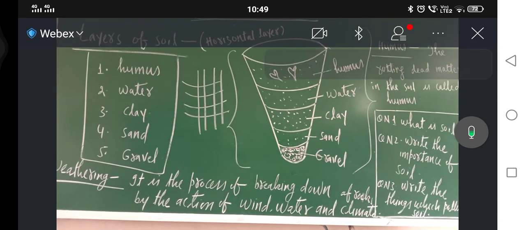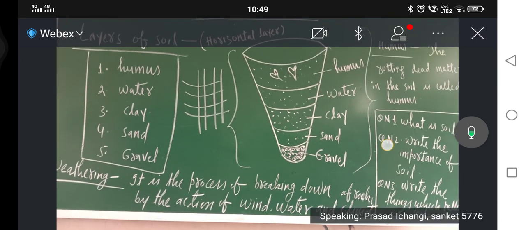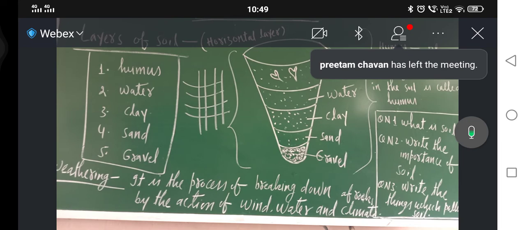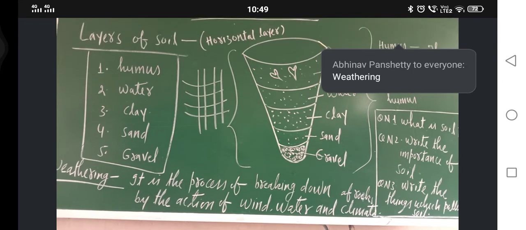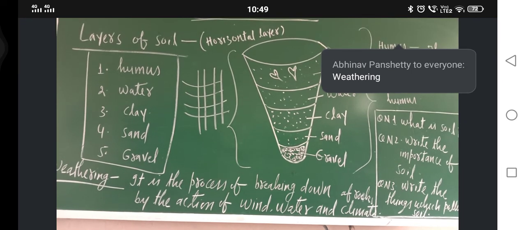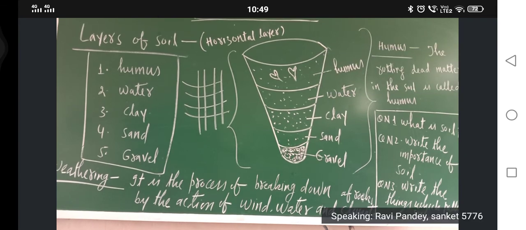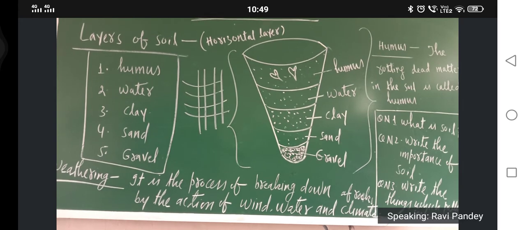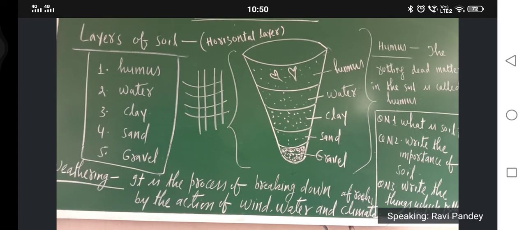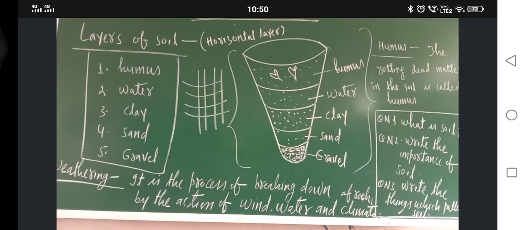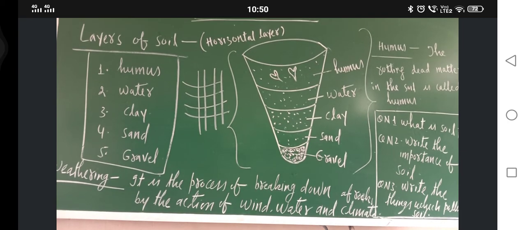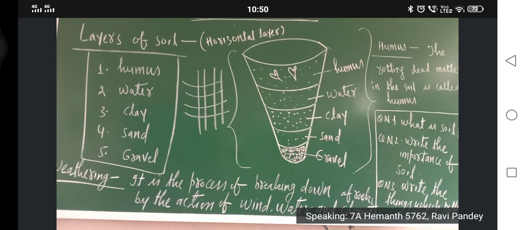Okay, so many times I have repeated the same sentence. It is the process of breaking down of rocks by the action of wind, water, and climate, and by the process of weathering only, soil is formed. That is why the nature of soil depends upon the rocks it is made up of. Okay. Shall I move ahead now?